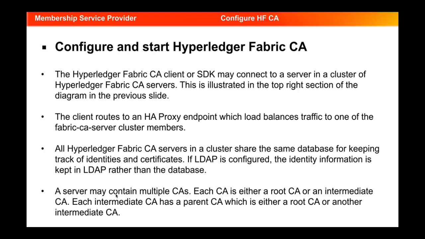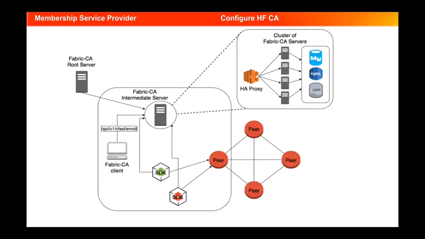A server may contain multiple certification authorities. Each certification authority is either a root certification authority or an intermediate certification authority. Each intermediate certification authority has a parent CA, which is either a root CA or another intermediate CA. This is nothing but the root CA and intermediate CA, and the intermediate server is connected to a root server.